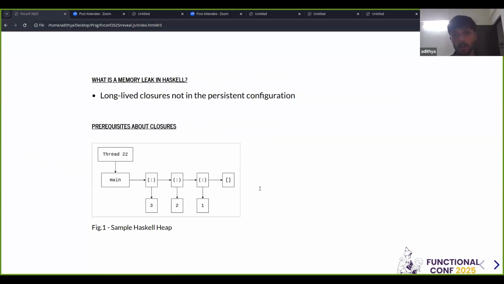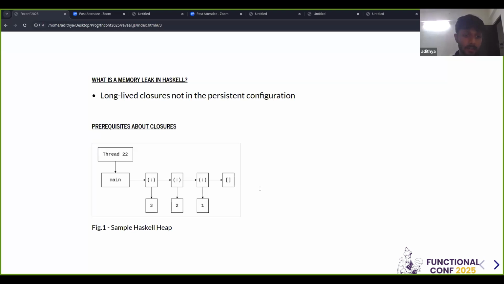Before talking about memory leak, a little prerequisite about Haskell memory in general. In Haskell, the heap is nothing but a tree of closures, and everything in Haskell is a closure. Your function is a closure. Your data object is a closure. Everything exists on this heap. As a Haskell program progresses, closures are formed, closures are alive, and then they die off slowly.